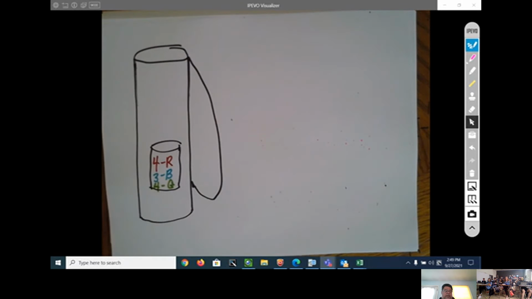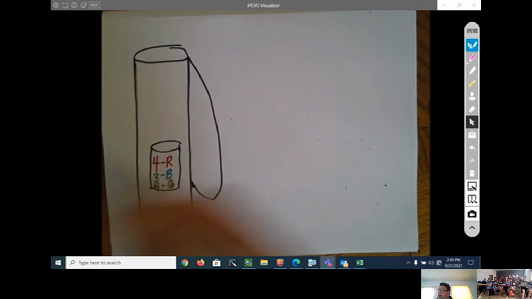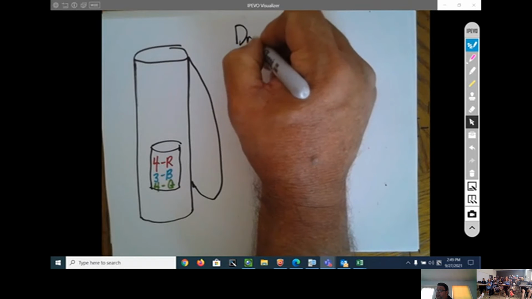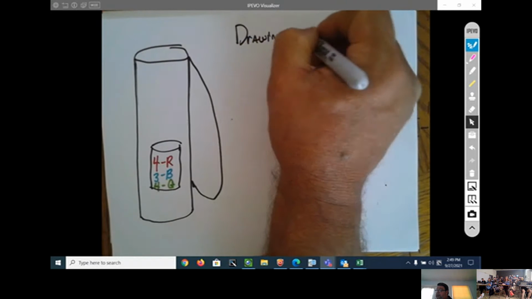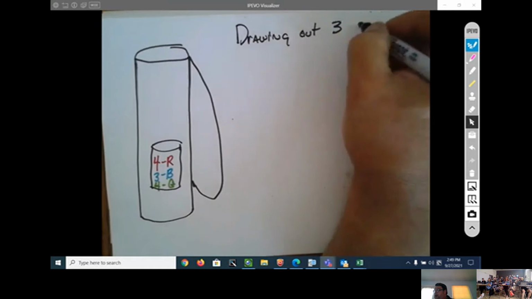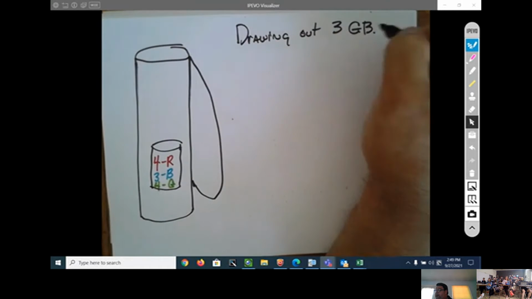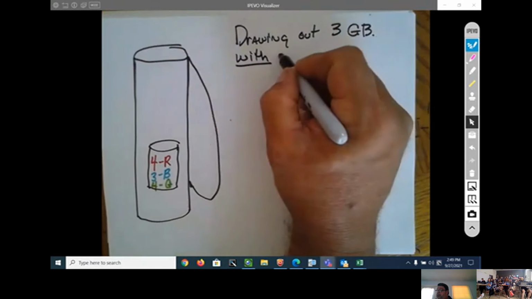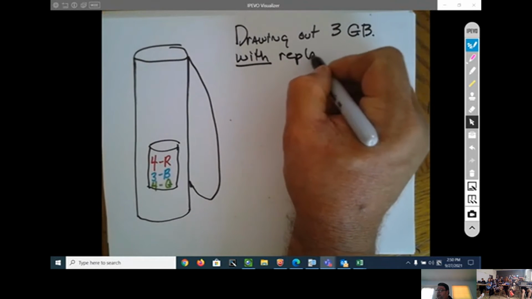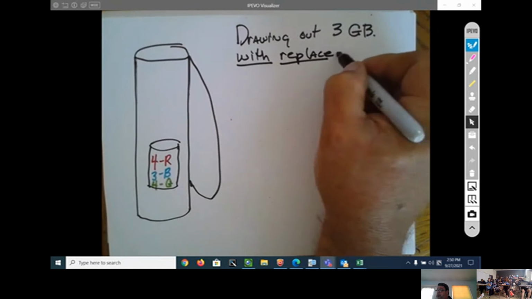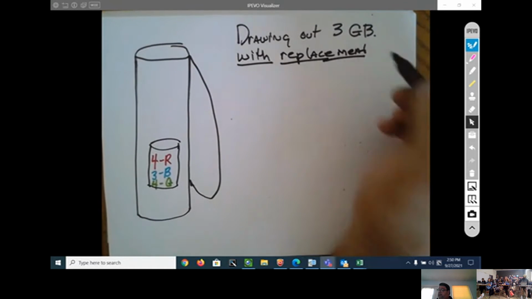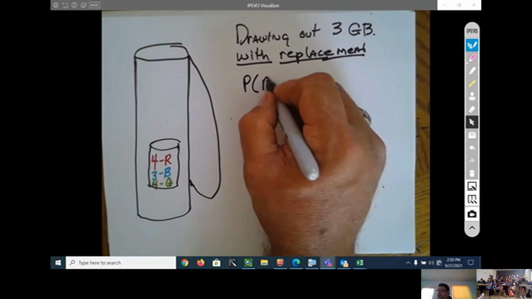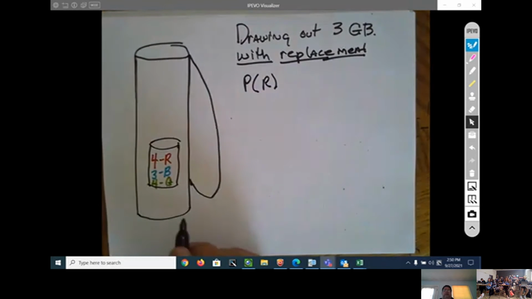I'm going to write the question up here. Drawing out 3 golf balls with replacement or independent. Remember to say either independent or with replacement, and all being red. All 3 being red.